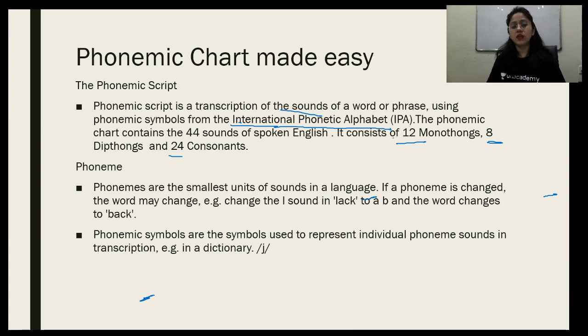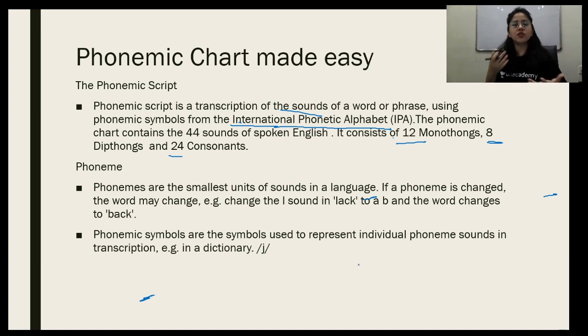Alright, now phonemes are the smallest units of sounds in language. So if a phoneme is changed, the word may change. That is, change the L sound in lack to a B and the word changes to back. So these are the phonemes, and it's very important to understand that the phonemic symbols are very, very important.